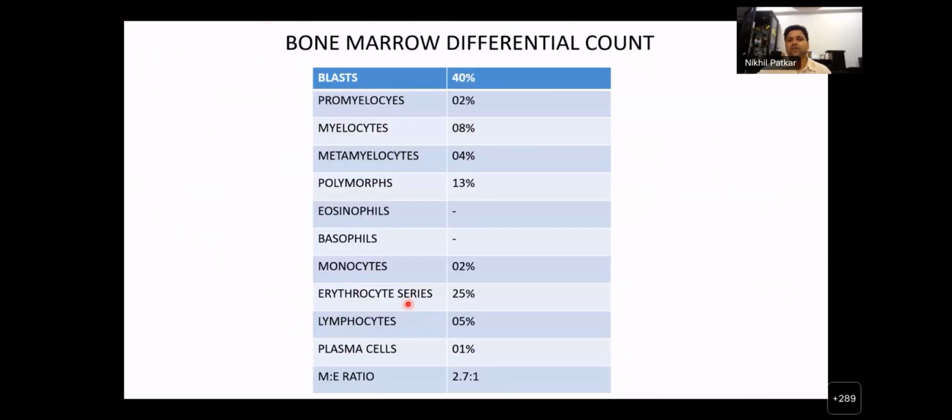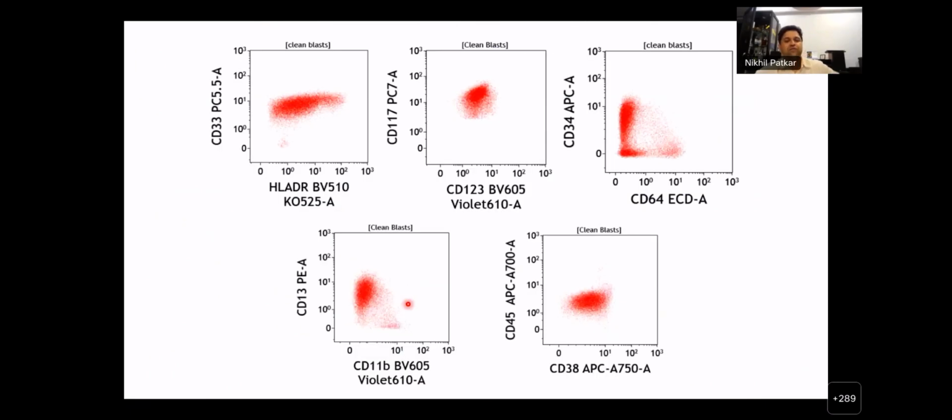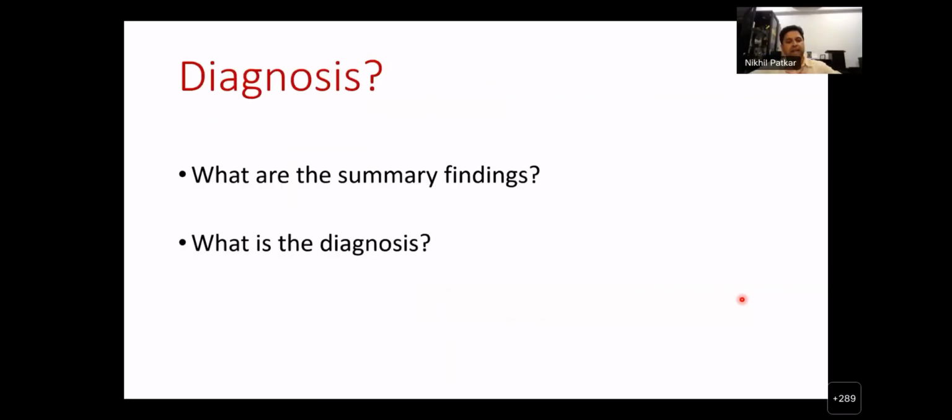So there are more than 40% blasts, and if you look at the flow cytometry, can you quickly go through this? Okay. So it is positive for CD33, the blast population, as well as CD117. It is negative for CD64 and positive for CD34. It is positive for CD13 but negative for CD11b, and positive for CD45 and CD38 as well. So now to summarize, what are the summary findings?